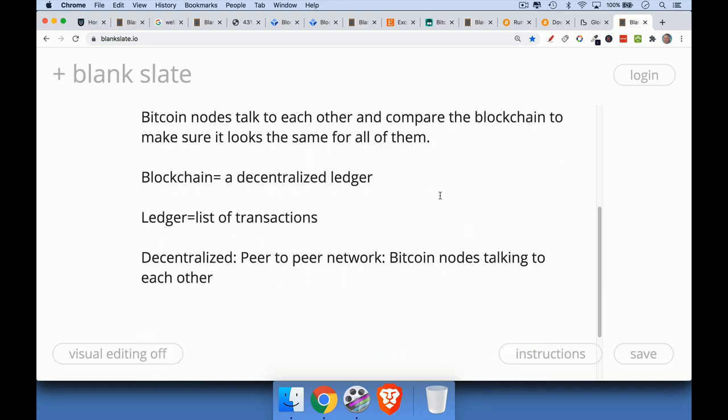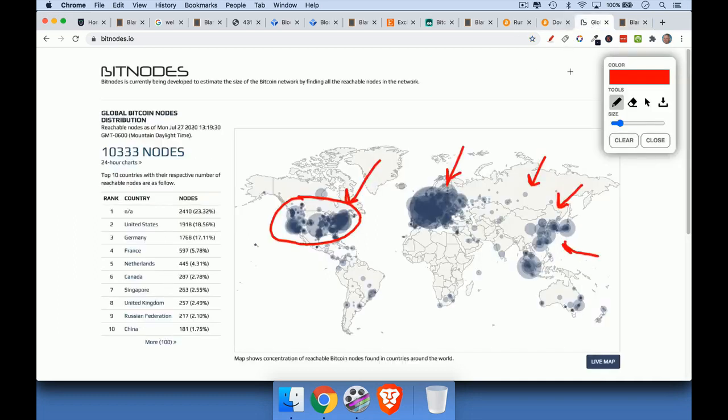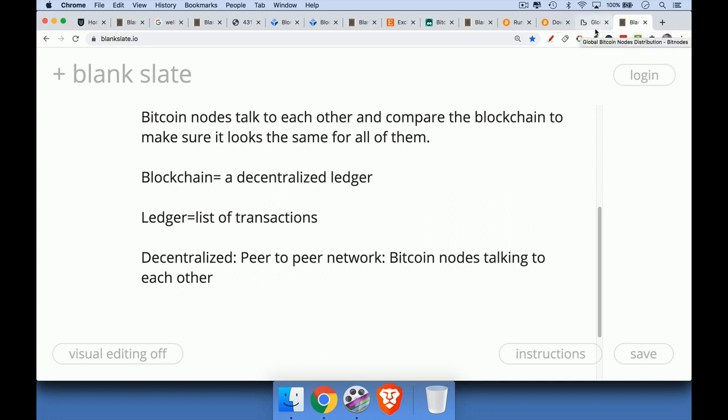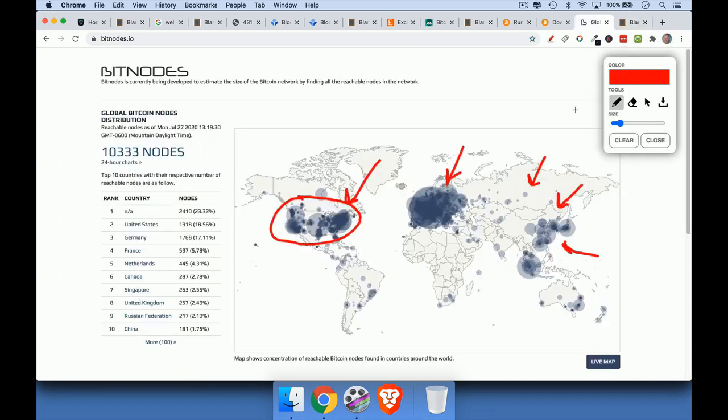A ledger is just a list of transactions, as we have in every block of the blockchain. And we say it's decentralized because it really is this peer-to-peer network. There are all these nodes around the world running the Bitcoin software and talking to each other. And this is one reason that it's very difficult to come up with your own cryptocurrency or reinvent Bitcoin, maybe do a hard fork, as people have tried to do with some of the Bitcoin forks. You can do whatever you want. The Bitcoin software is open source. You can change it. But how do you convince all these people around the world to run your software?